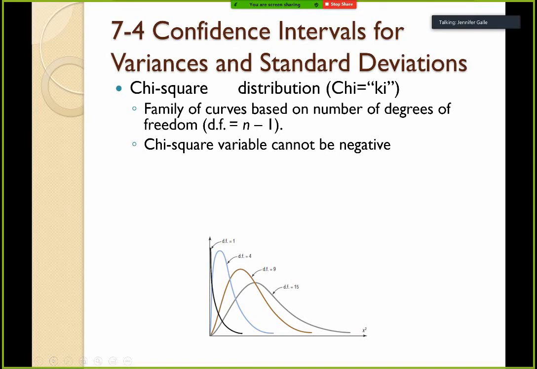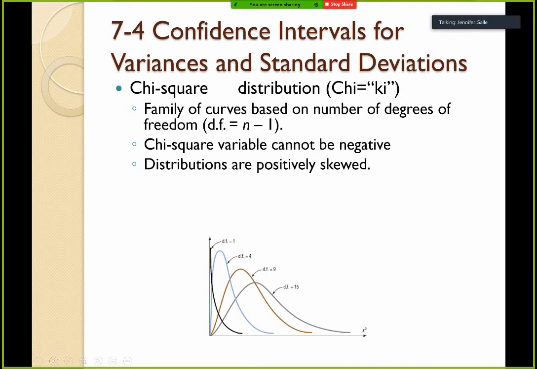Another very important characteristic: the chi-square variable cannot be negative. The chi-square variable cannot be negative. That's super important for us to know, because if you're working with it and you come up with a negative, something's not right. So that's going to be a big red flag to you. If you work through any of our formula pieces and you end up with a chi-square and it's negative, something didn't go right for you.